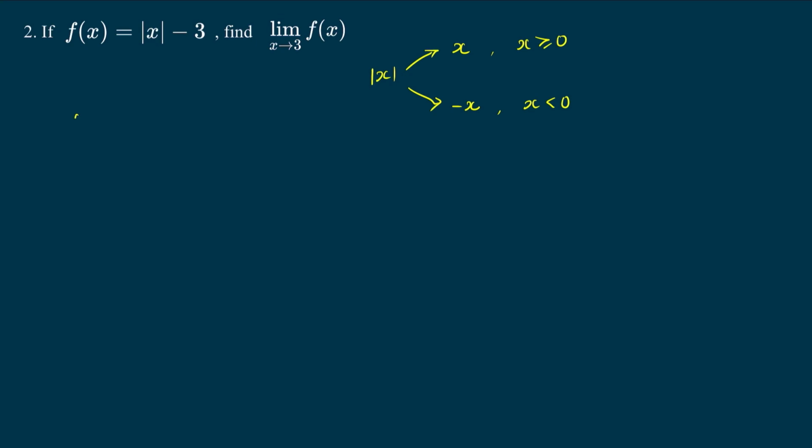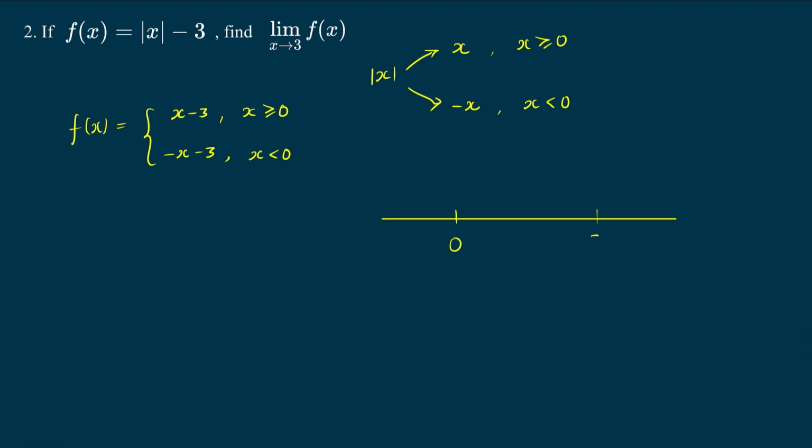So my question will be f(x) equals, see, in place of this mod of x I will write plus x minus 3 whenever x is greater than or equal to 0, and this same mod of x will be minus x minus 3 whenever x is less than 0. Now since here we can see this point 0 and in the question there is a point 3, so first let me draw a number line where I will mark 2 points, that is 0 and 3.